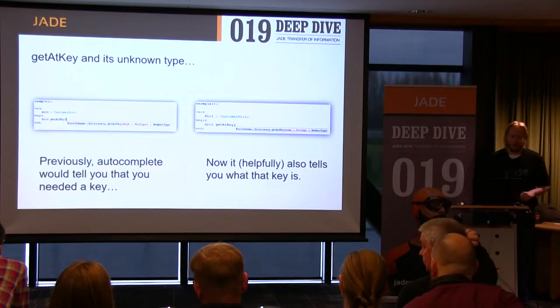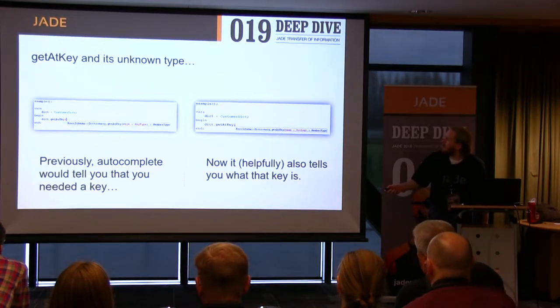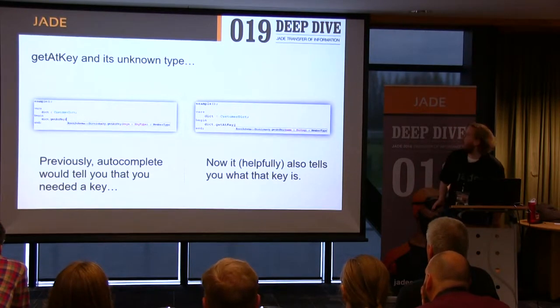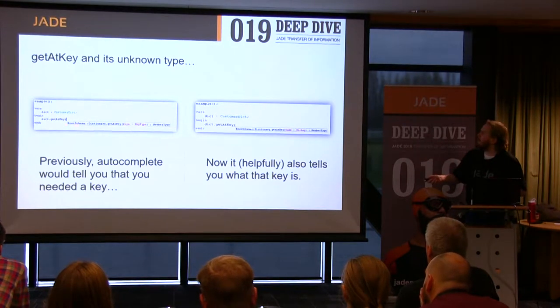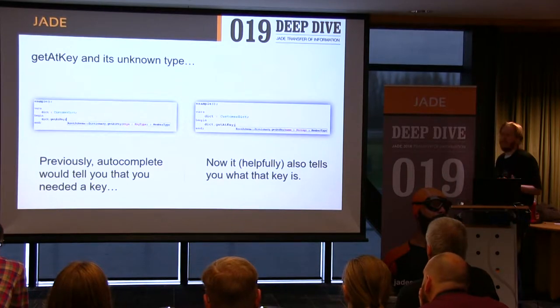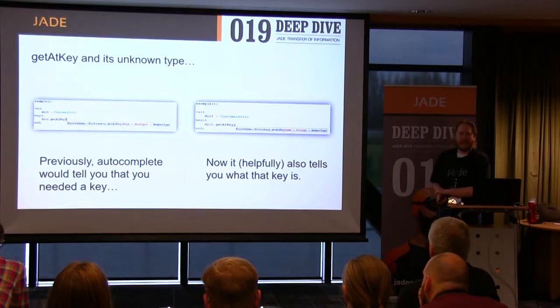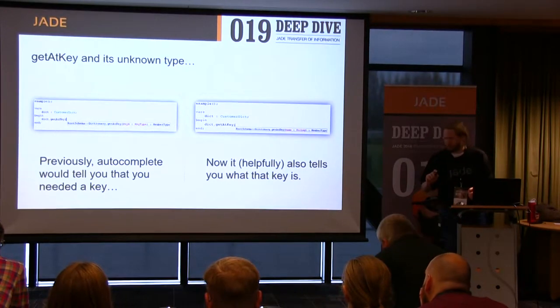The tricky thing with using dictionary.getAtKey is you don't necessarily know what sort of key you're supposed to be putting in. If you look at how it used to look, you do dictionary.getAtKey, and it would tell you that you need to put a key in here. It's going to be some sort of key type. It would tell you that you need to put it in, but wouldn't tell you what. It would be really nice if it could actually let you know what sort of key am I supposed to be putting in here? As of 2018, it now does.